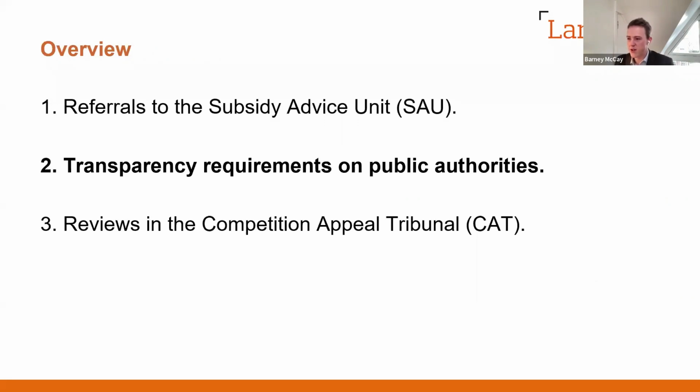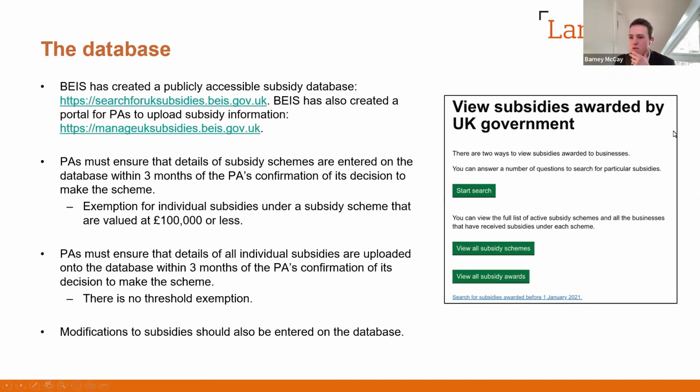I'm going to turn very quickly to the transparency requirements that apply to public authorities, and these shouldn't take that long. BEIS has already created a publicly accessible subsidy database, and that allows anyone to view details about subsidies that have been awarded by public authorities. There's a separate portal for public authorities to upload information about subsidies that they've awarded. And I've included links to those on the slides.